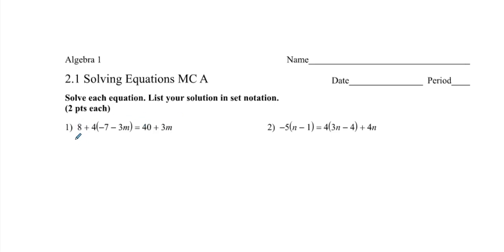So remember, some of these we got to distribute. This 8 is on the outside, so this just drops down. Okay, we got 4 times negative 7, which is negative 28. We got 4 times negative 3m, which is negative 12m. Don't forget your equal sign. Then we got 40 plus 3m.